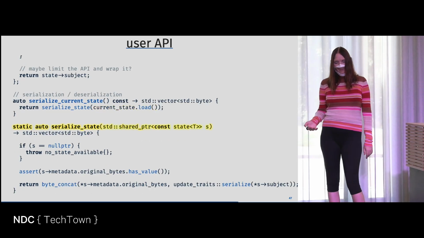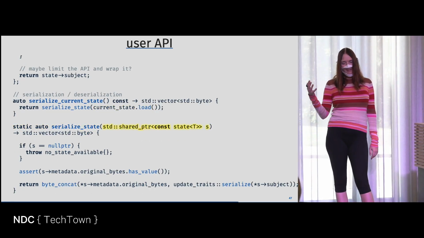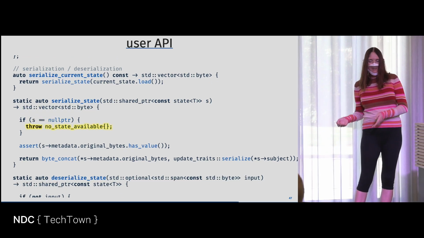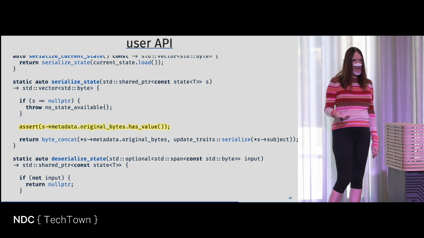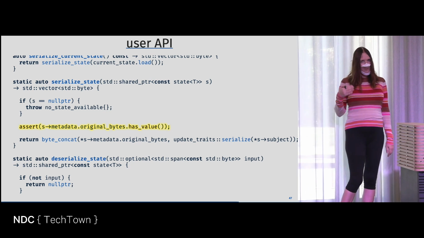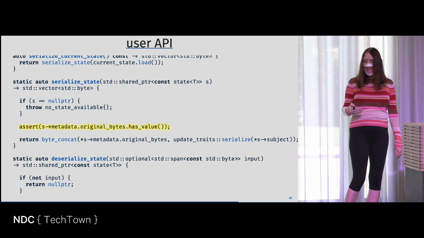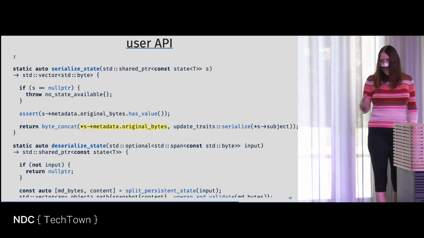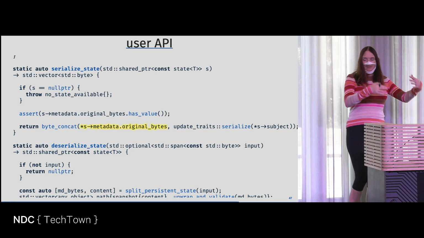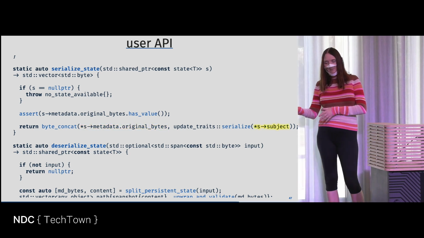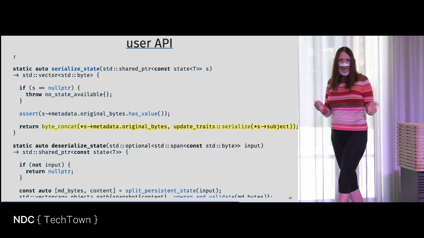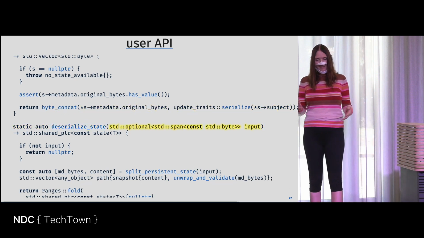And the serialize state function just takes the current state. If it's empty, it's an exception. It must own the original data of metadata, so it must be a valid state. But it will always be a valid state. And then you just concatenate somehow the metadata and the subject itself, call the traits to serialize it, and you are done.